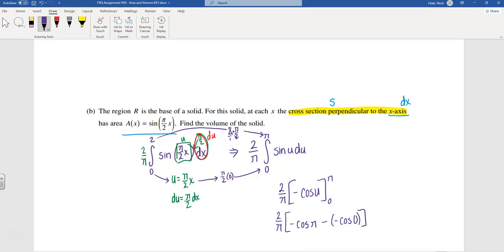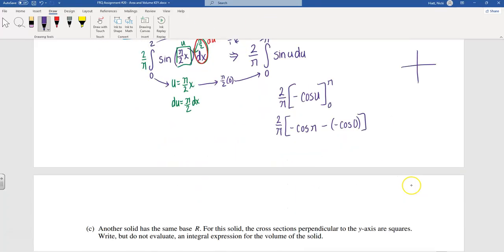Here's one of those where you've got to be really careful about saying it's going to be 0 when you plug in 0, because what is cosine of pi right here? Negative 1. So I've got 2 over pi, and I've got negative 1. I'm going to go ahead and change this to a plus right here. And then I've got cosine of 0. What is cosine of 0? 1. So this becomes a positive.